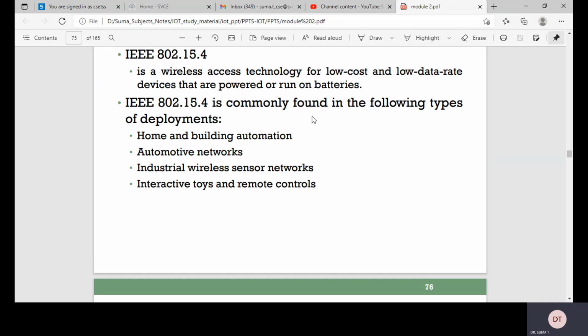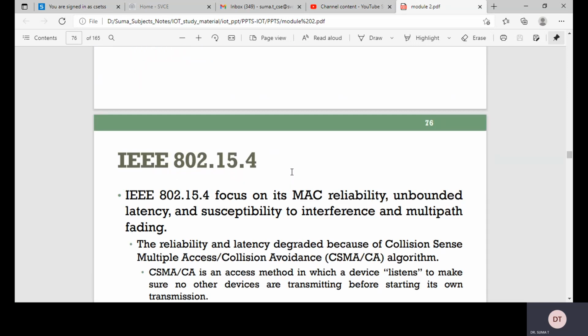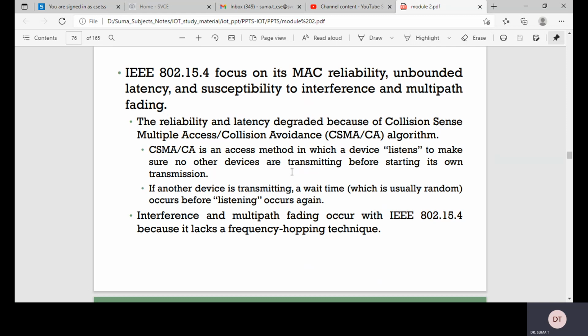Now, if you take IEEE 802.15.4, it is actually a low-cost, low data rate wireless access technique. It is the fundamental wireless access technology, powered by batteries, commonly found in deployments like home automation, automated networks, congested wireless infrastructure networks, interactive toys and remote controls. It focuses on MAC reliability, unbounded latency, and susceptibility to interference.